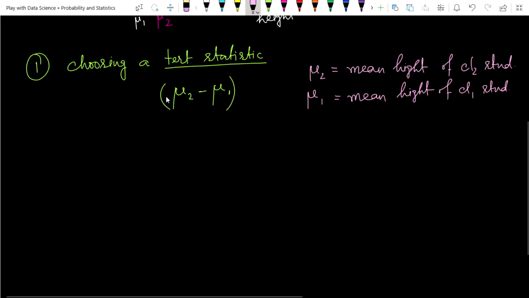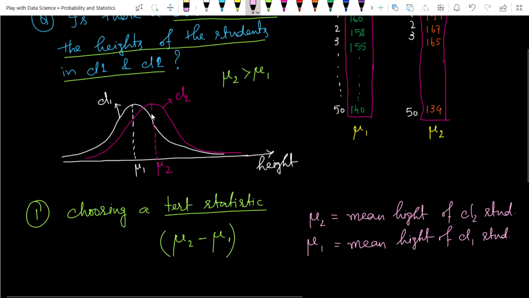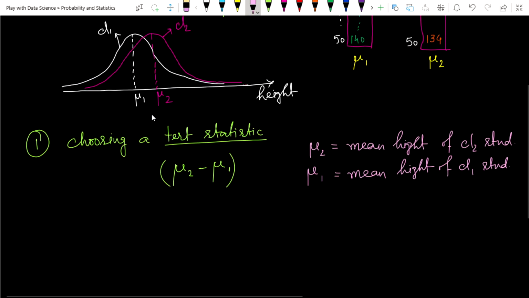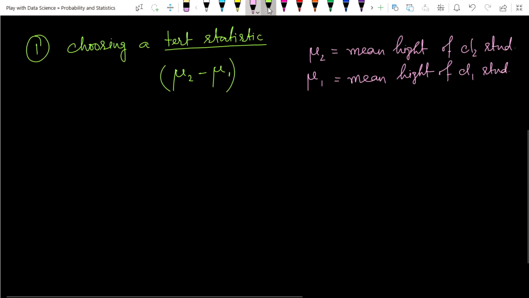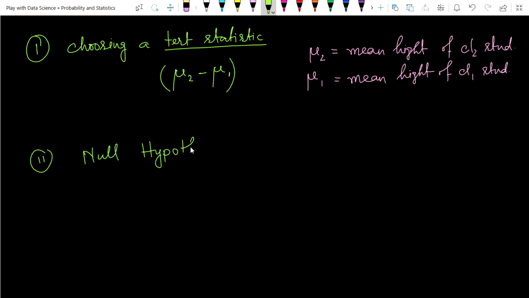That's the first step: first we have to decide what our test statistic actually is. Now, in the second step, we have to consider the null hypothesis. Let's try to understand what the null hypothesis is and what the alternative hypothesis is.